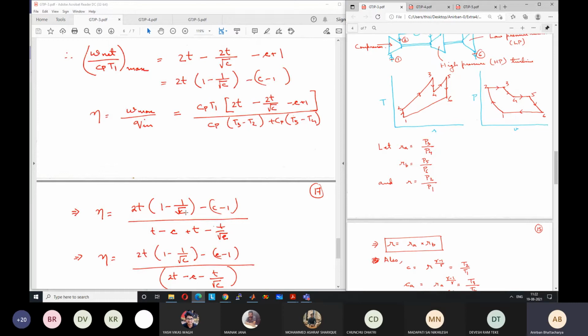Don't memorize these things. If the derivation is given, you should be able to derive it, but there is no point in memorizing these things. These are not something important that needs to be memorized. It is better to understand how the efficiency varies with T and C by plotting them. Anyway, we will see that.